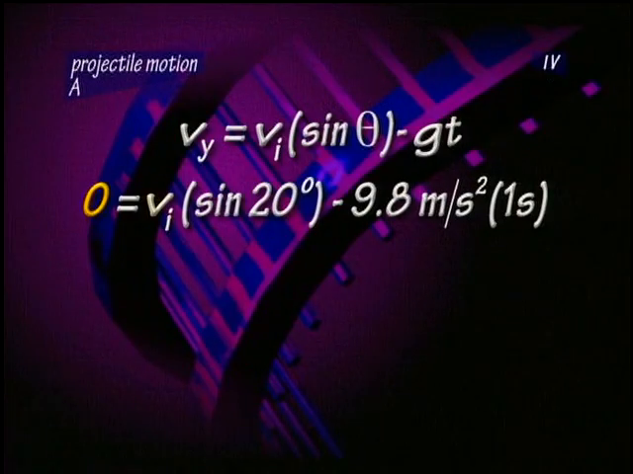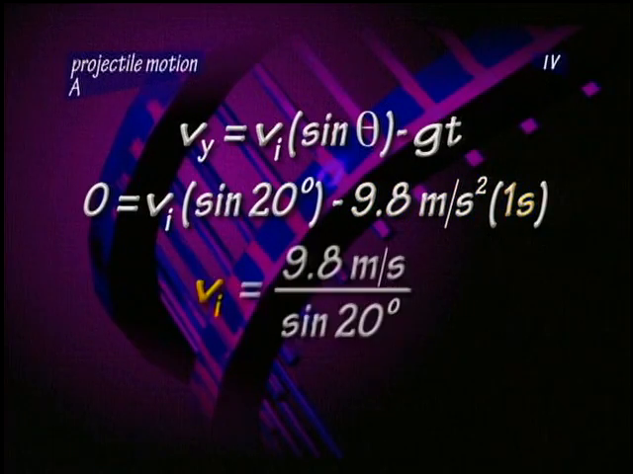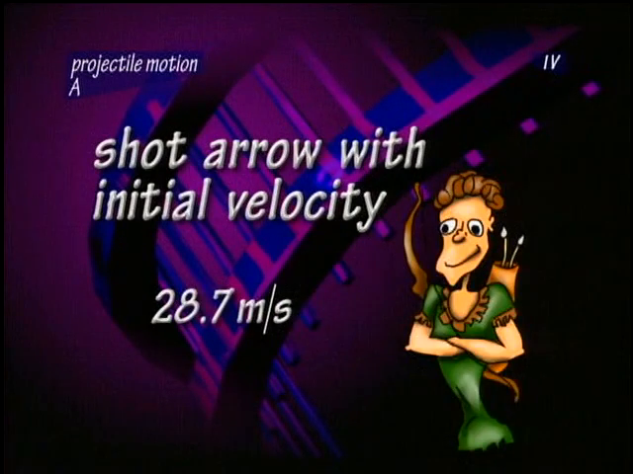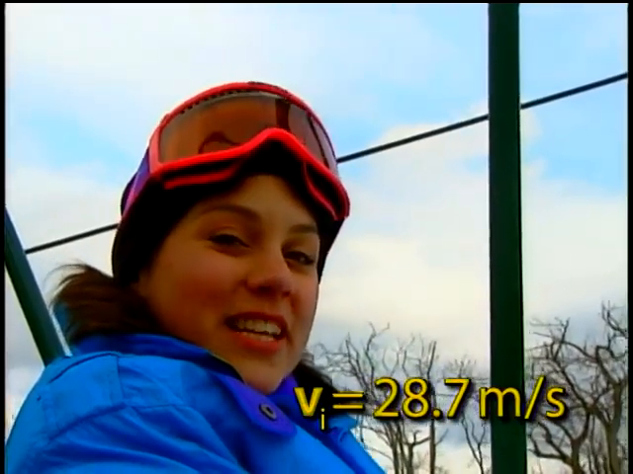So v sub y equals v sub i times the sine of 20 degrees minus g, 9.8 meters per second squared, times t, 1 second. The initial velocity equals 9.8 meters per second over the sine of 20 degrees, which is 28.7 meters per second. So we see that Bright as Light shot the arrow with an initial velocity of 28.7 meters per second. See? No sweat. Now we have the initial velocity of the arrow, 28.7 meters per second.